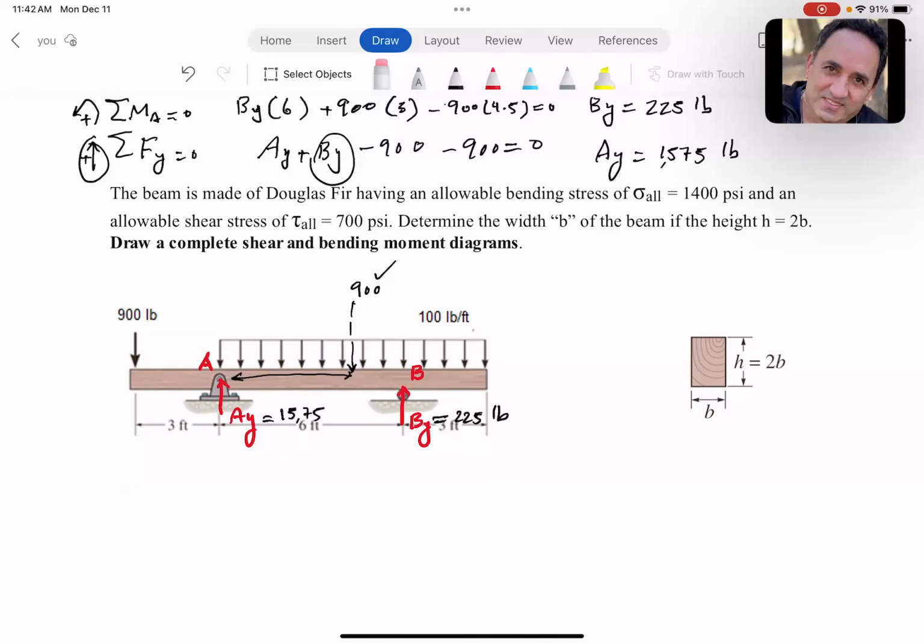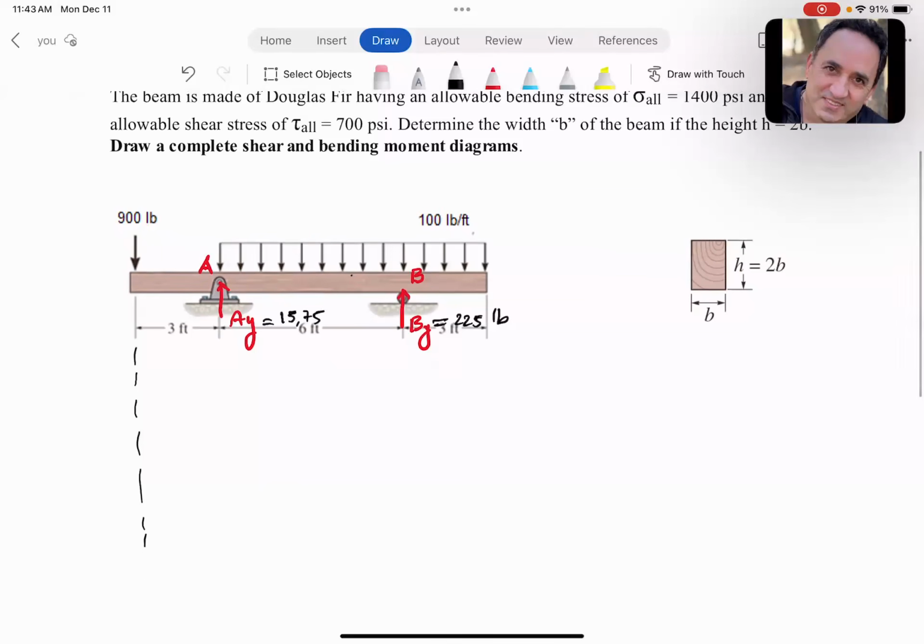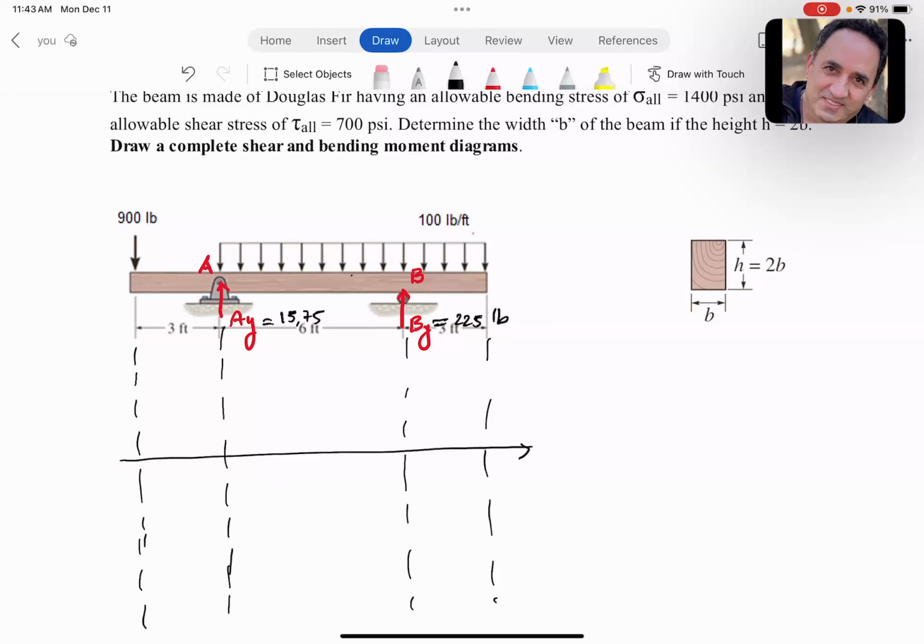Let me get rid of some of these things that we don't need now. Obviously, you cannot use the concentrated load here. It has to be back to distributed load in order to draw the shear bending moment diagram. So let's now draw the shear bending moment diagram. You know how to draw a shear bending moment diagram. You can watch some of my videos, just do a search for shear bending moment diagrams.